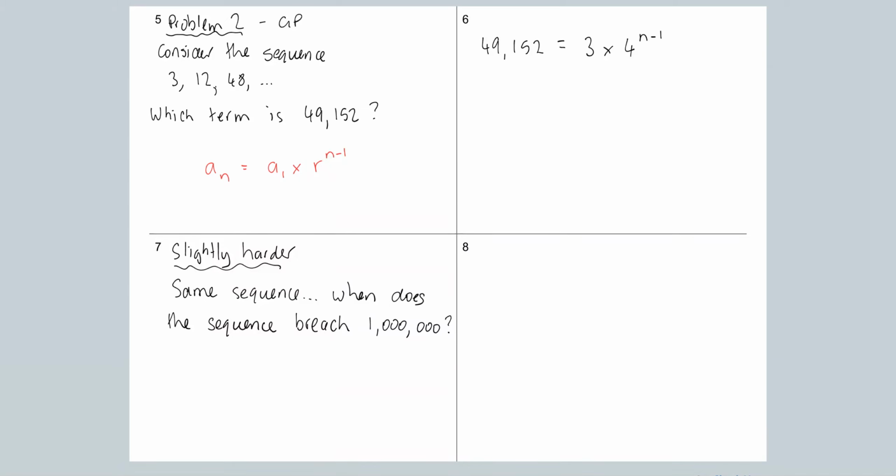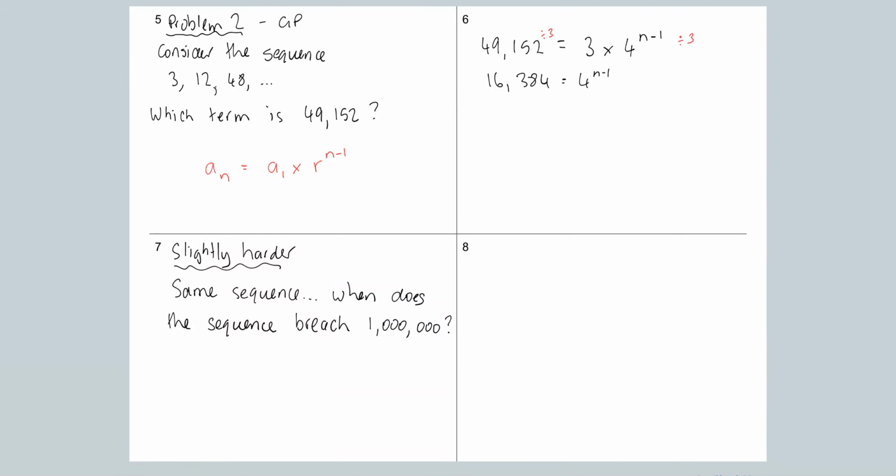And now we solve it. We cannot get to the n while it's raised to the power of 4, and we cannot get to this term while it's multiplied by 3. So the first thing we have to do is divide both sides by 3. Now this is likely to be a calculator operation unless you can be bothered doing the short division. I've done this problem beforehand, so I know the numbers, but there's no dramas with using a calculator if you so wish. So when you divide 49,152 by 3, you get 16,384. So that's what 4 to the power of n minus 1 is.